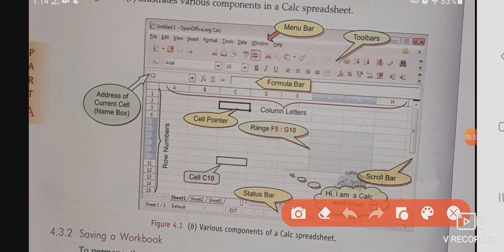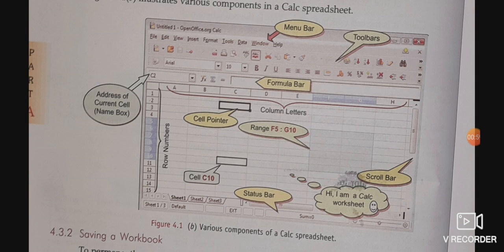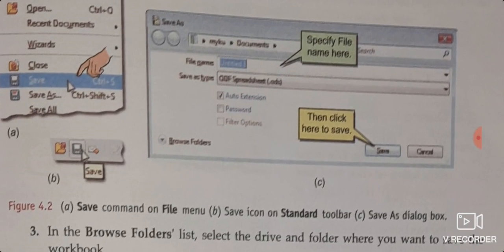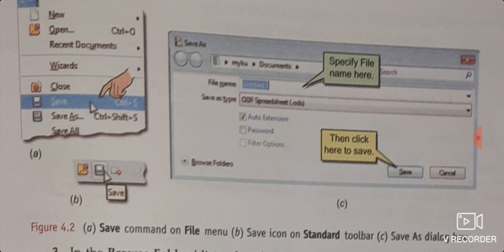So children, you can see here the file menu is there. You will go to the file menu. The shortcut command is Ctrl+S. If you want to save the same file with a different name, you can do it with the help of the Save As button also, that is Ctrl+Shift+S. So you will use save and save as. Then this dialog box will open if you do save as.